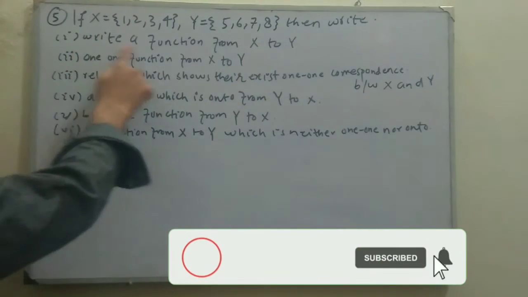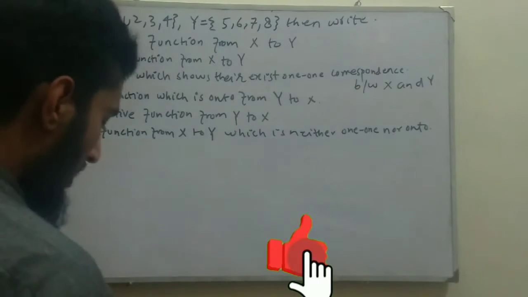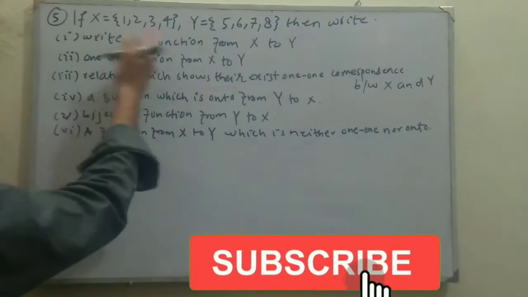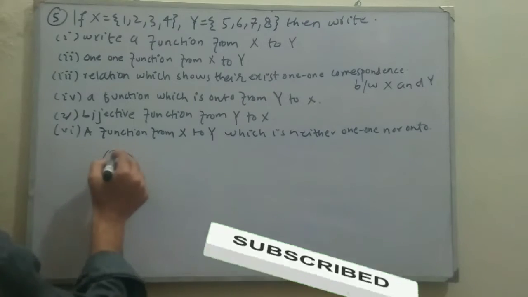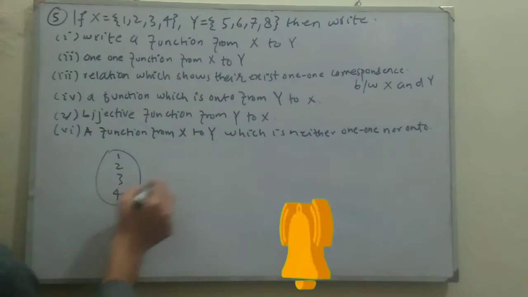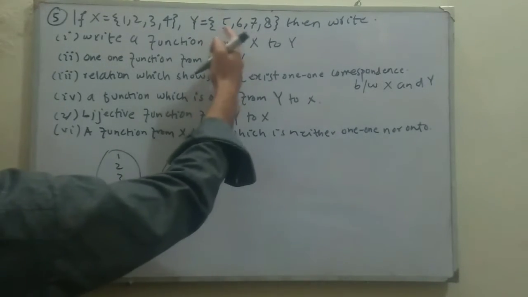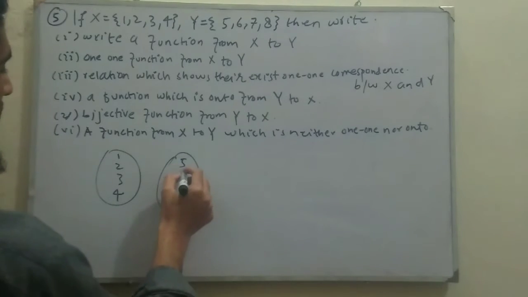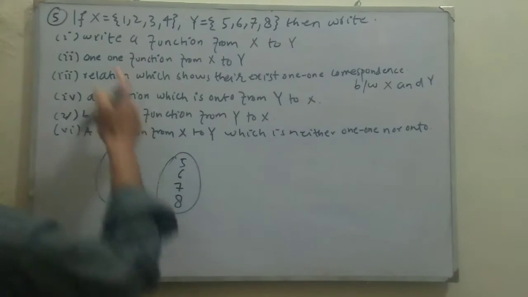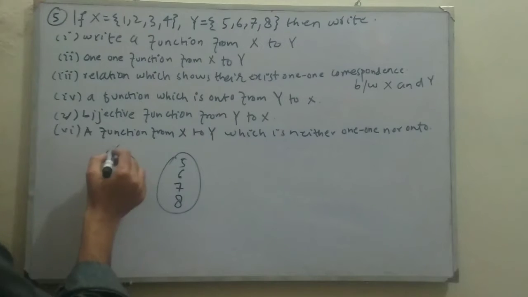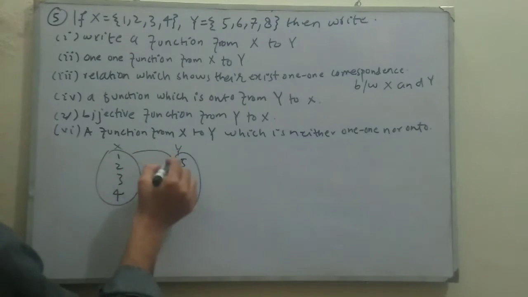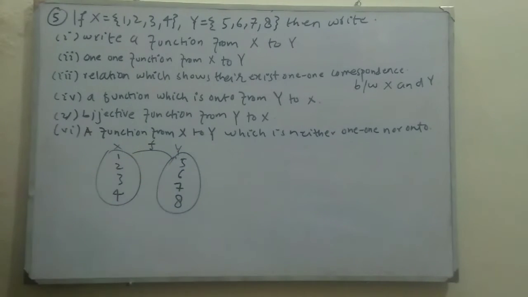Part 1 tells that write a function from x to y. So we have x set {1, 2, 3, 4}. So let's suppose this is x set, 1, 2, 3, 4, and let's suppose this is y set, which is 5, 6, 7, 8. And that tells that write a function from x to y. This is x and this is y. So this is a function from x to y.